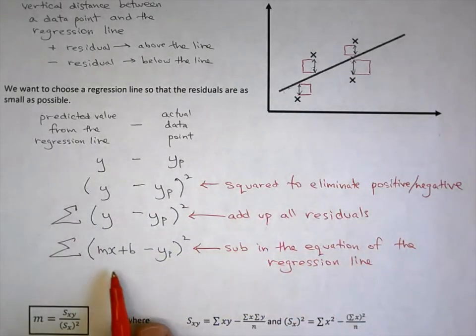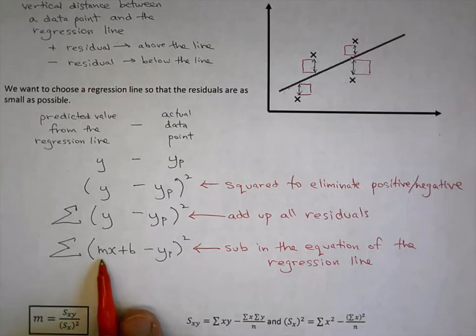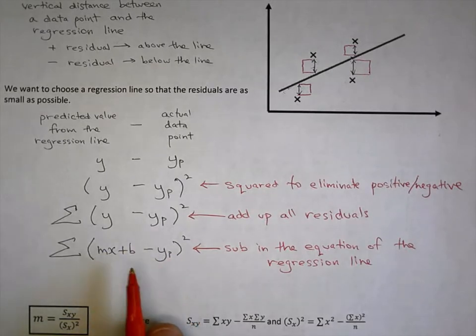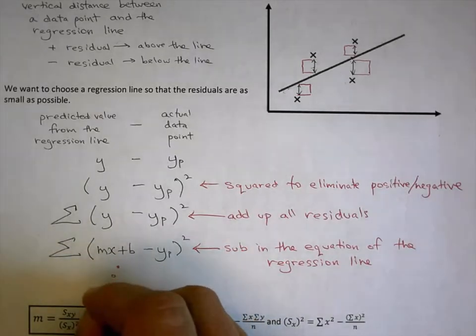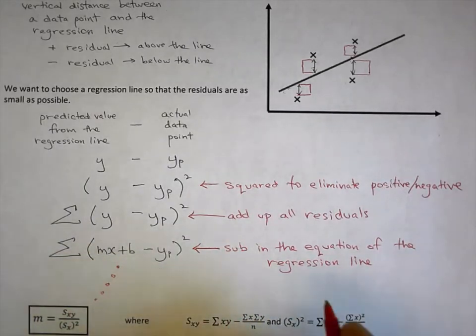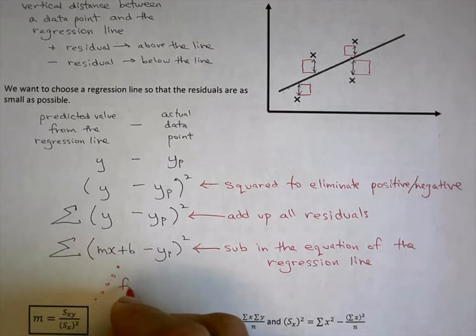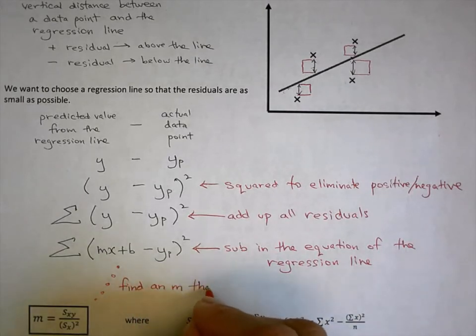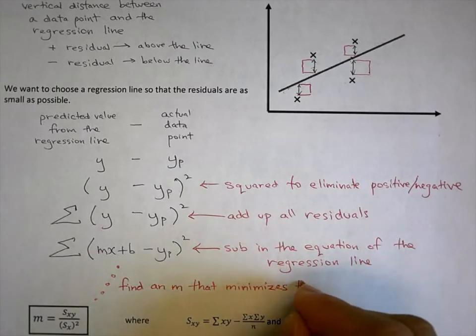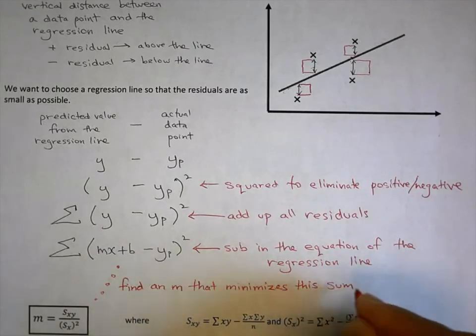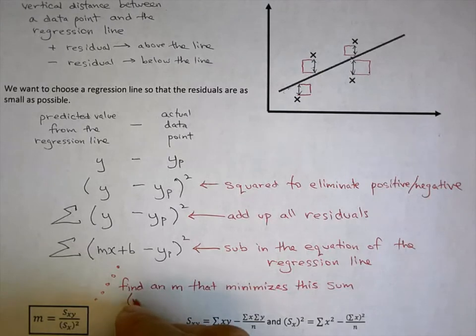Now what I need to do is minimize this. This is all the residuals added up, and I want to make this sum the smallest. We actually can't do that with our level of math. This would require university level math. So we're just going to put a note: find an m that minimizes this sum. And that's going to be done using university level math.